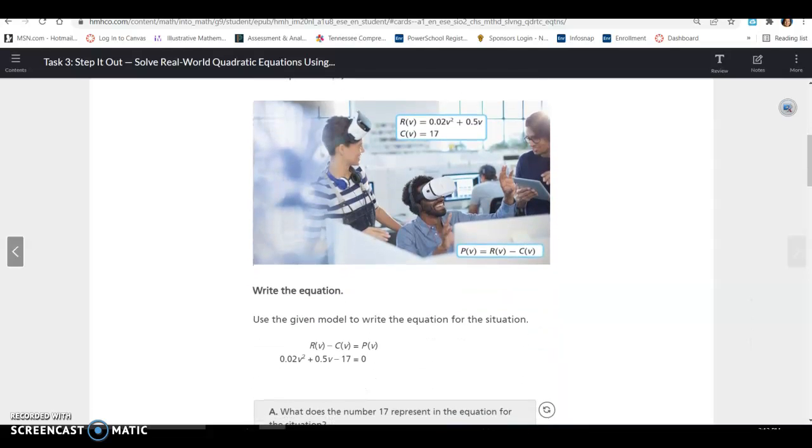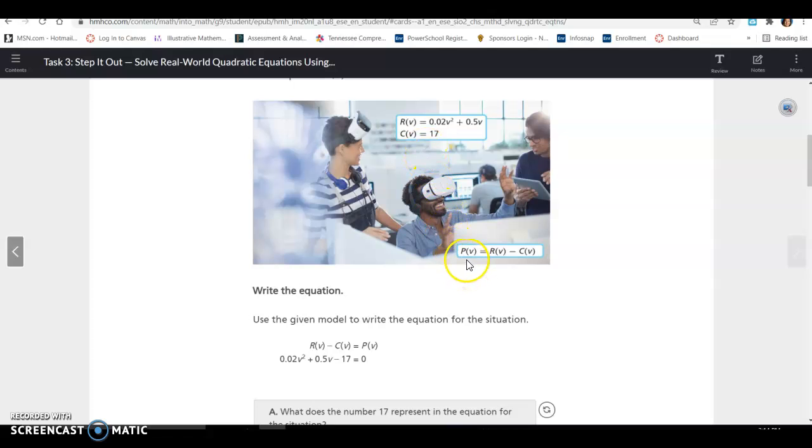All right, so R of V equals 0.02 V squared plus 0.5 V. C of V equals 17. So it's saying that the profit is equal to the revenue minus the cost. They're giving us the equation for revenue. That's the money that we're bringing in off what we sell the video games for. And then this is the cost per video game. So it looks like each video game costs $17.